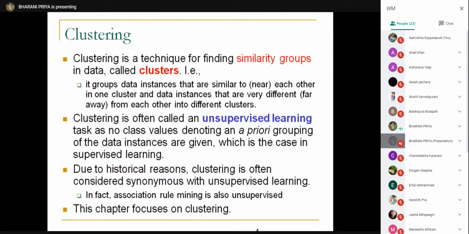So everyone knows about clustering. So I will read this. You find the similarity groups, which are called clusters. It groups the data instances that are similar to each other into one cluster and all the dissimilar data points into other clusters. And this clustering is called unsupervised learning because there are no class values.